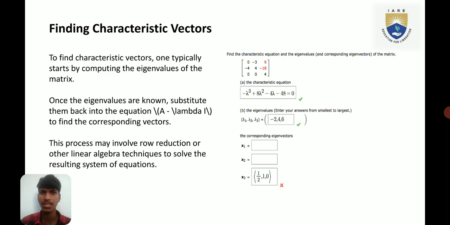Finding characteristic vectors. To find characteristic vectors, one typically starts by computing the eigenvalues of the matrix. Once the eigenvalues are known, substitute them back into the equation A minus lambda I to find the corresponding vectors. This process may involve row reduction or other linear algebra techniques to solve the resulting system of equations.